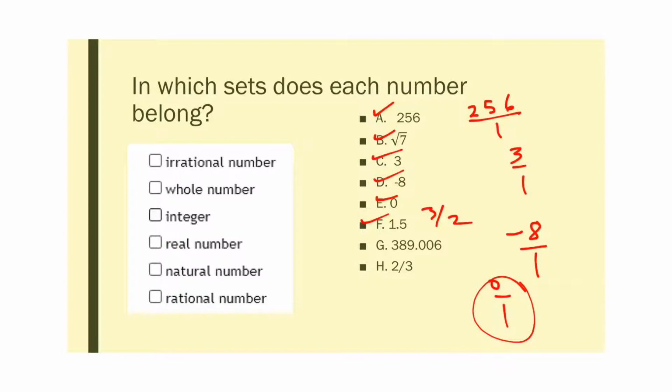All right, so one more. 2/3. All right, so it's definitely not irrational, not whole, not an integer. It is real. It's not natural, and it is rational. The ratio of two integers.